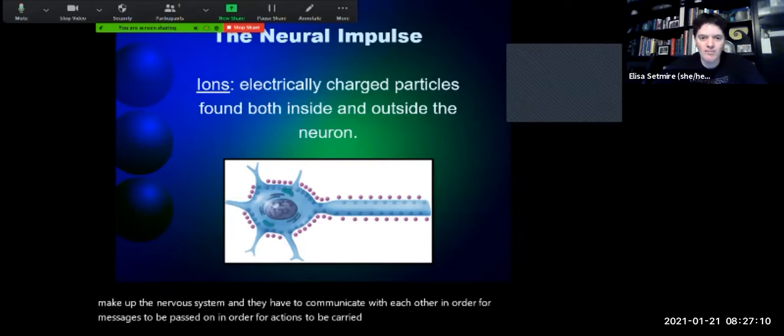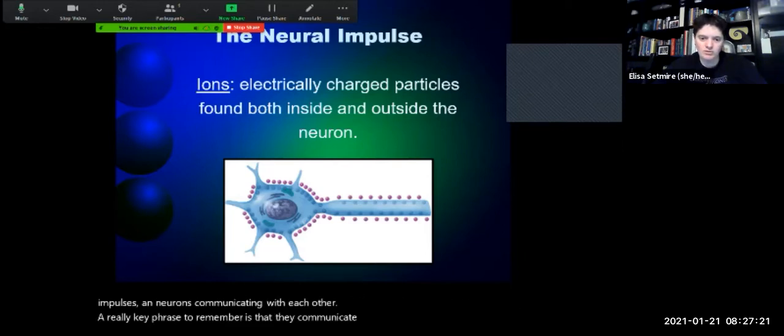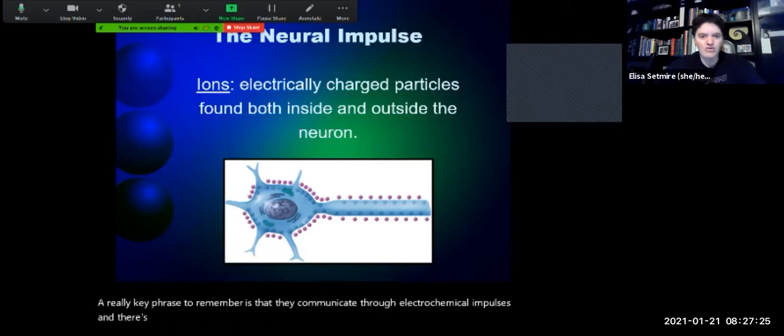And when we talk about neural impulses and neurons communicating with each other, a really key phrase to remember is that they communicate through electrochemical impulses. And there's two elements to that. Electrochemical, we're going to look at an electrical element and a chemical element. And we need both in order for neurons to communicate with each other.